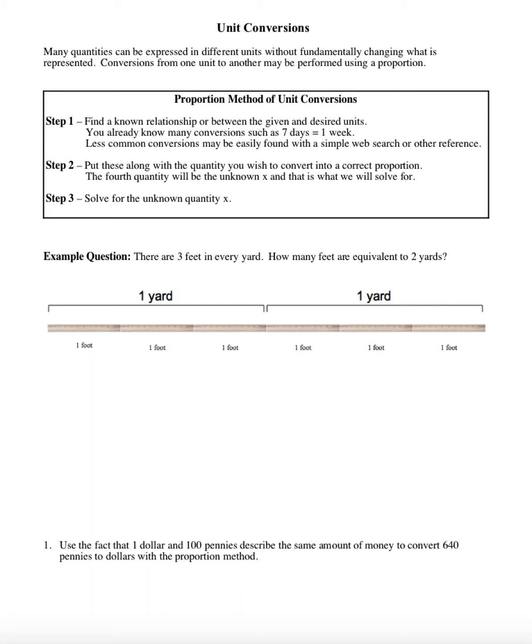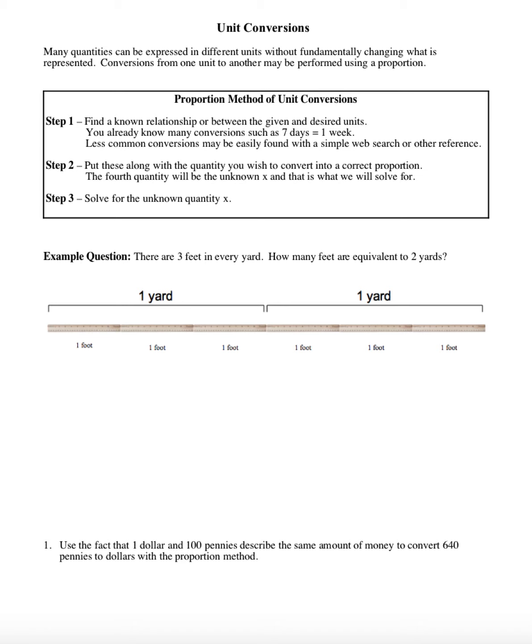Conversions from one unit to another may be performed using a proportion. Step 1 is find a known relationship between the given and desired units. This can often be done on search engines such as google.com. We can search for different conversions that we need if we don't know them offhand. You will already know certain conversions, like there's 7 days in a week, 24 hours in a day, etc.